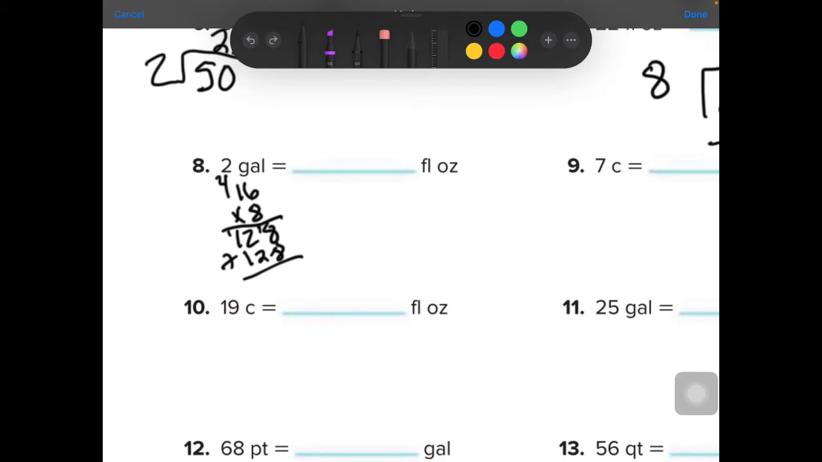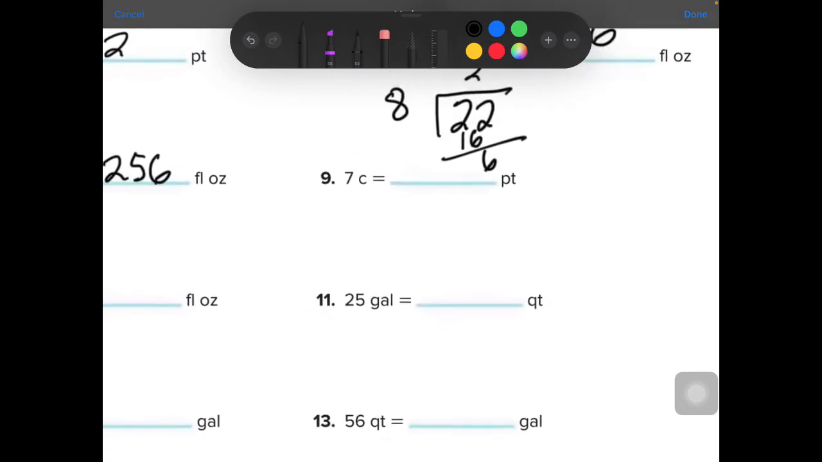So we have 16. 16, good heavens. 4, 5, 2. So 256 fluid ounces. Whew, that's a lot of fluid ounces in 2 gallons of milk.